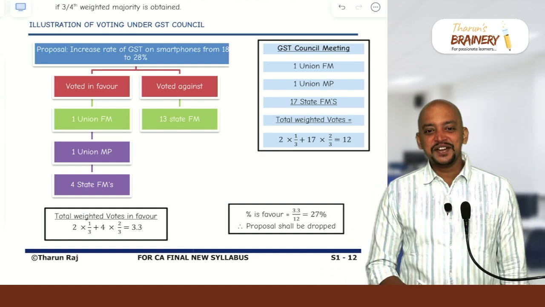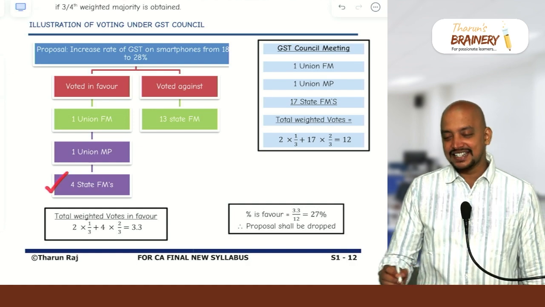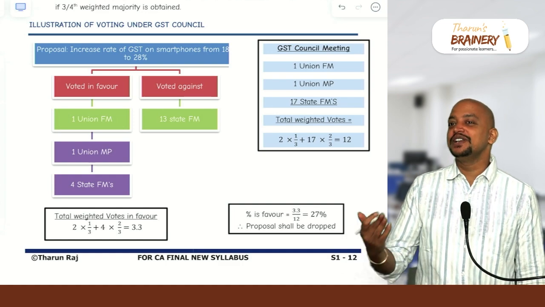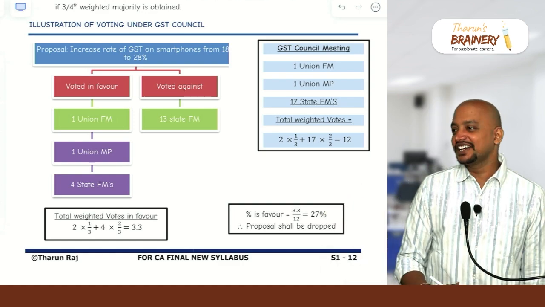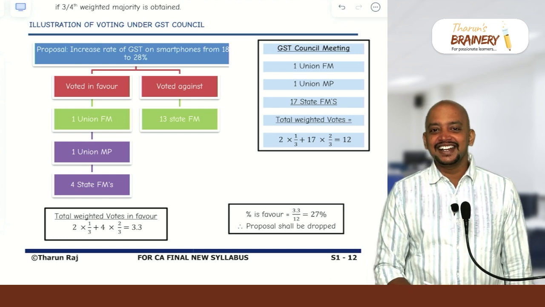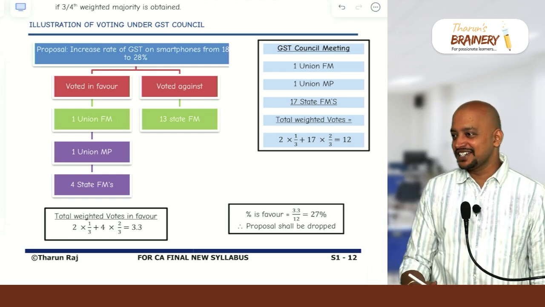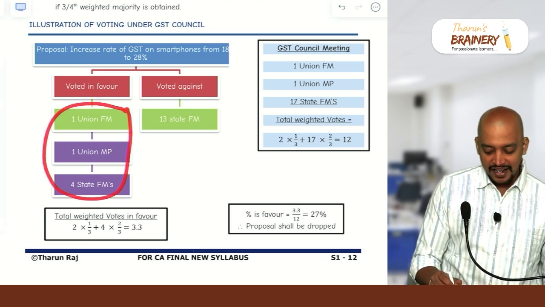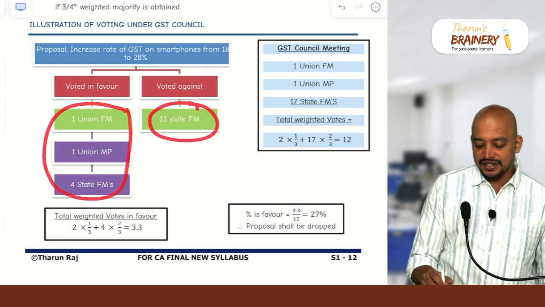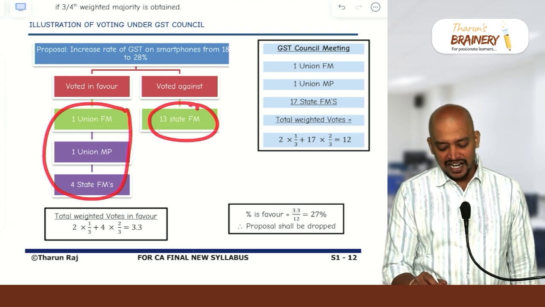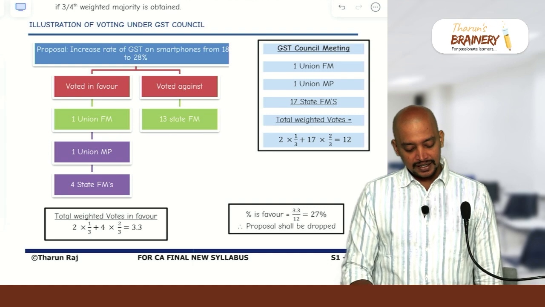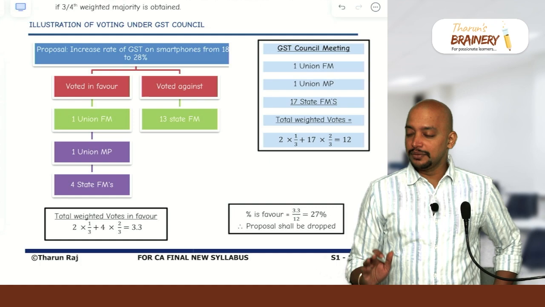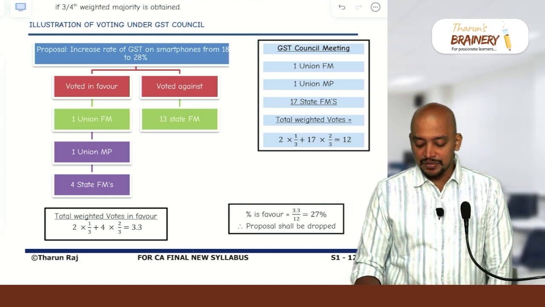Reason? The Union MP should listen. Okay. And then 4 state finance ministers have agreed. Why? Maybe they are central government ruling states. They have to agree. No other option. If they are not agreeing, then they will not get the budget allocation and all properly. So these people voted in favor, and 13 state finance ministers voted against. So what is the total number present in the meeting? 19. Quorum achieved? Yes, quorum achieved because a total of 19 people are present in the meeting.